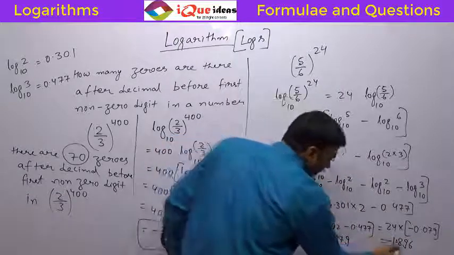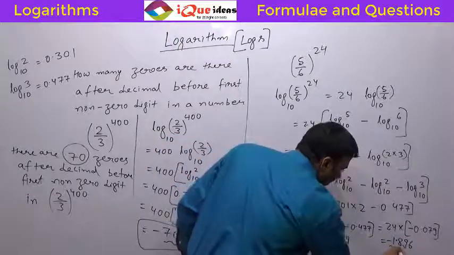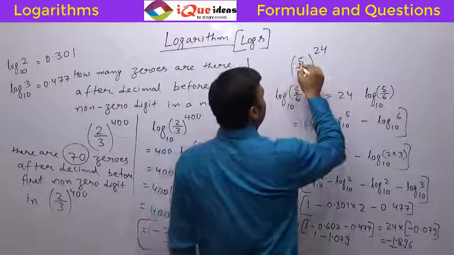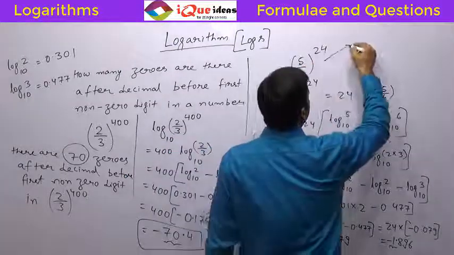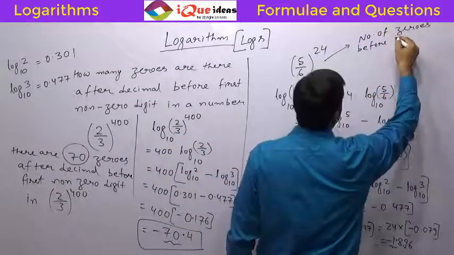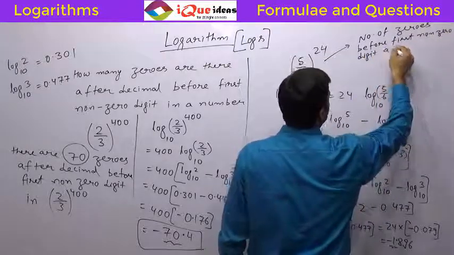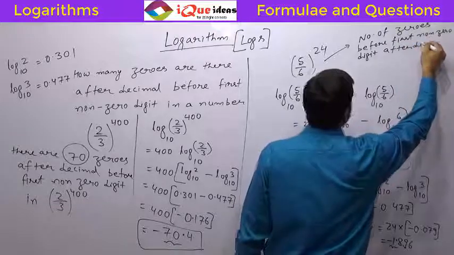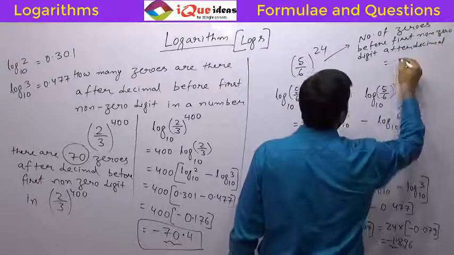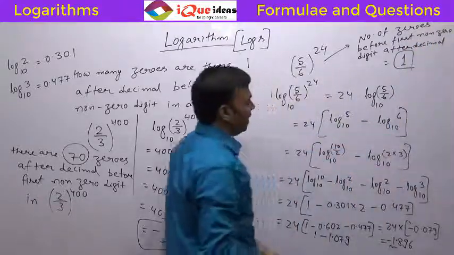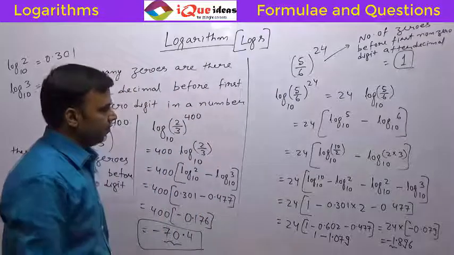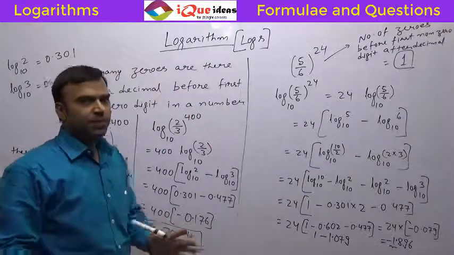So look at, here the integer part is only 1. So that means for 5 by 6 raised to 24, the number of zeros before the first non-zero digit after decimal is just 1, right? Is just 1. That is the answer of that question. Alright, so here we have completed all the topics of log.